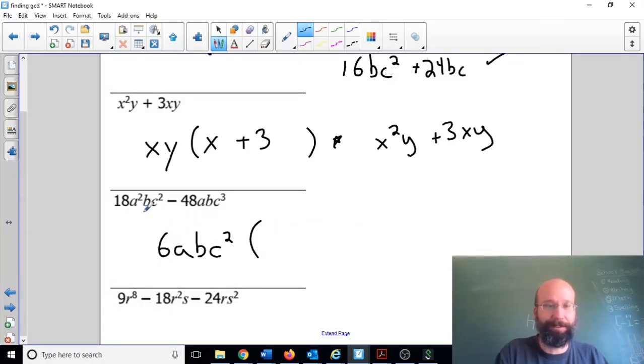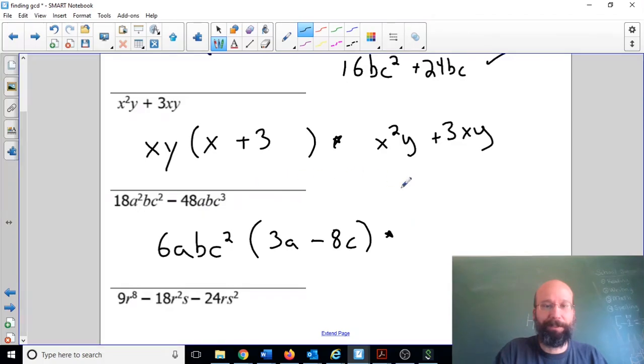Now all we have to do is divide. 18 divided by 6 is 3. A squared divided by a is a. B divided by b cancels. C squared divided by c squared cancels. Negative 48 divided by 6 is negative 8. A divided by a cancels. B divided by b cancels. C cubed divided by c squared is c. So this should be our answer.